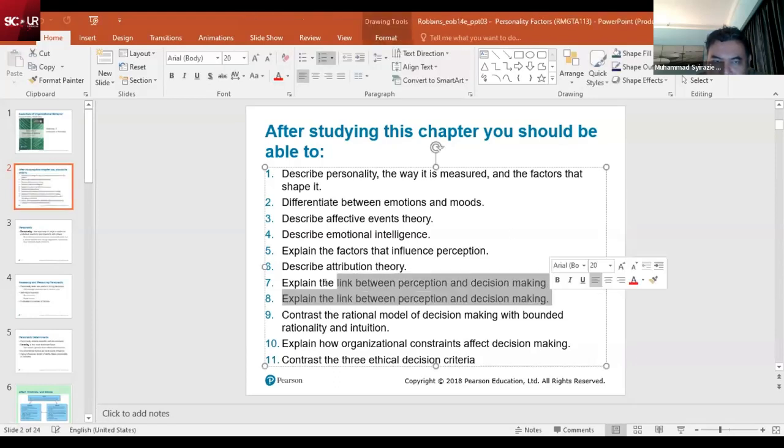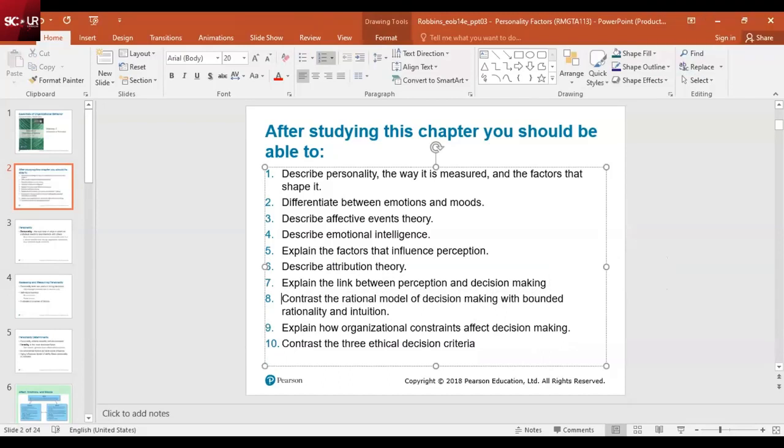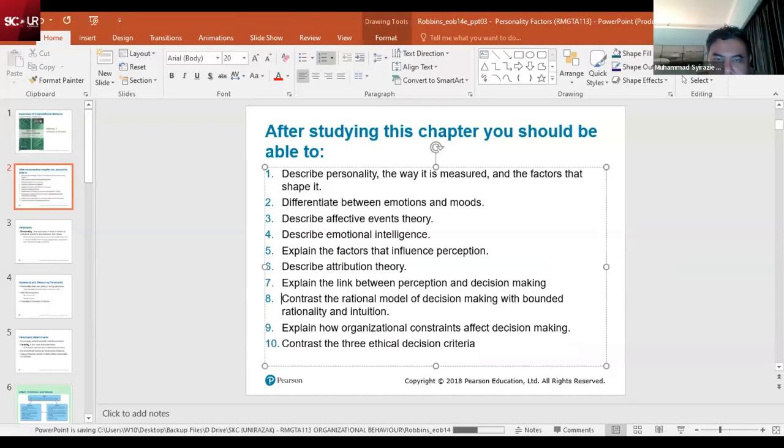Oh, there's a slight mistake here. And then contrast or compare the rational model of decision making with bounded rationality and intuition. This number 8 is the approach of managers in decision making. Apakah pendekatan pengurus dalam mengambil keputusan? And then explain how organizational constraints affect decision making and contrast 3 ethical decision criteria.